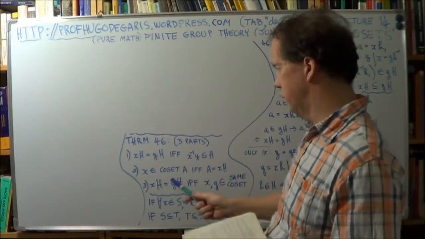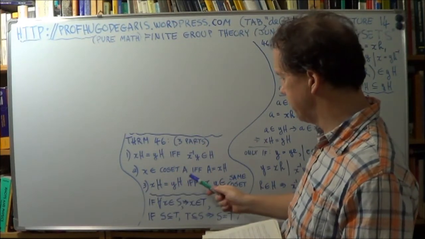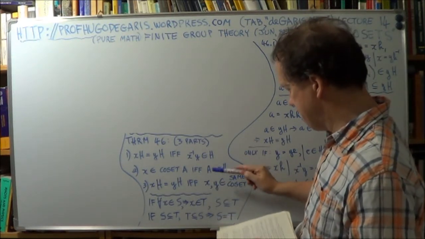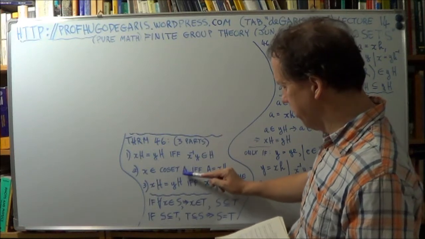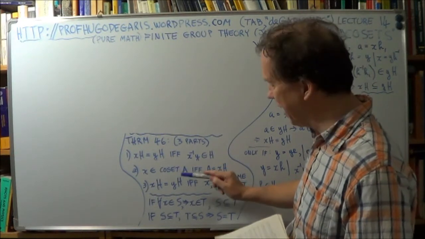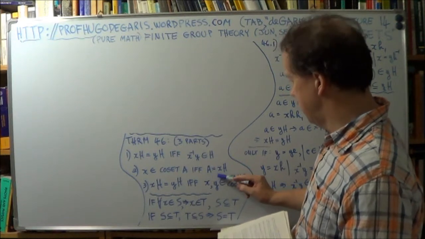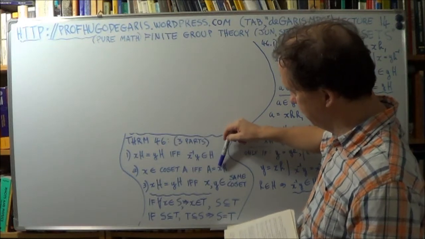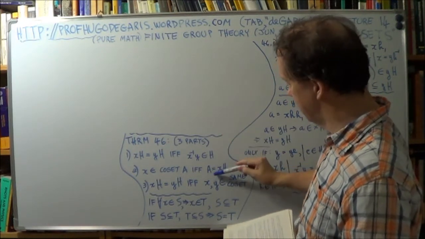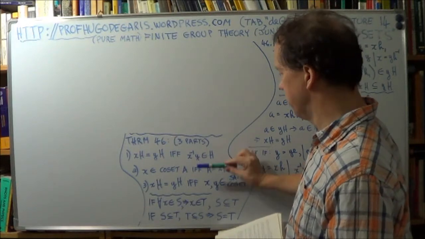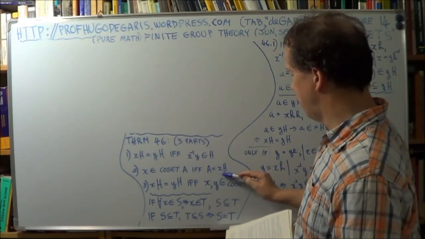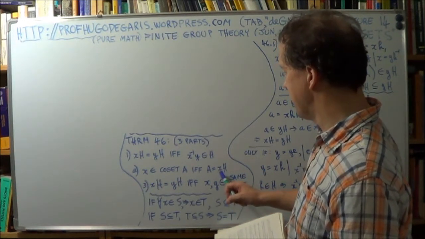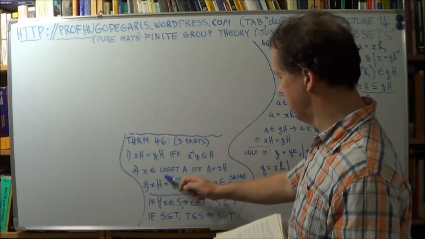Okay, now for part 2, and as usual we'll begin with the if part of the IFF. So we're talking about a coset A, first letter of the alphabet A, right? And A is the left coset generated, created by using the element x here. So A is xH, and you have to prove, go from the right hand side to the left hand side, that if this is true, then this x belongs to this coset.